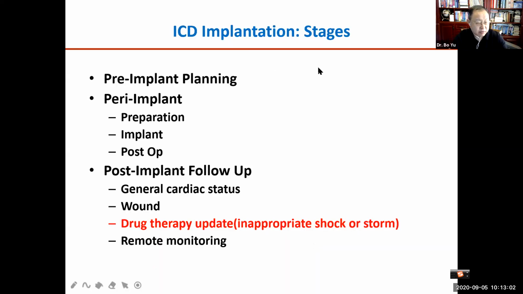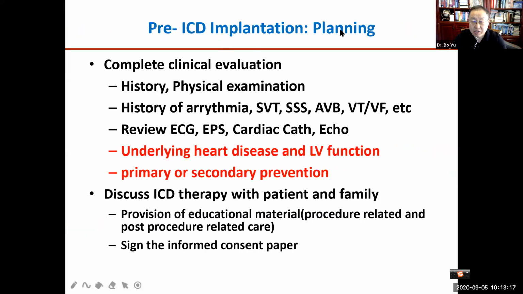For ICD implantation, we divide it into 3 stages. The first one is pre-implantation planning. The second is peri-implantation, and also post-implantation follow-up. For pre-ICD implantation, you have to do a complete clinical evaluation of the patient, including history, physical examination, and also the history of arrhythmia, whether the patient has SVT, sick sinus syndrome, AV block, or VT/VF. The patient may have ECG or electrophysiology study data, also angiographic data, and echo.